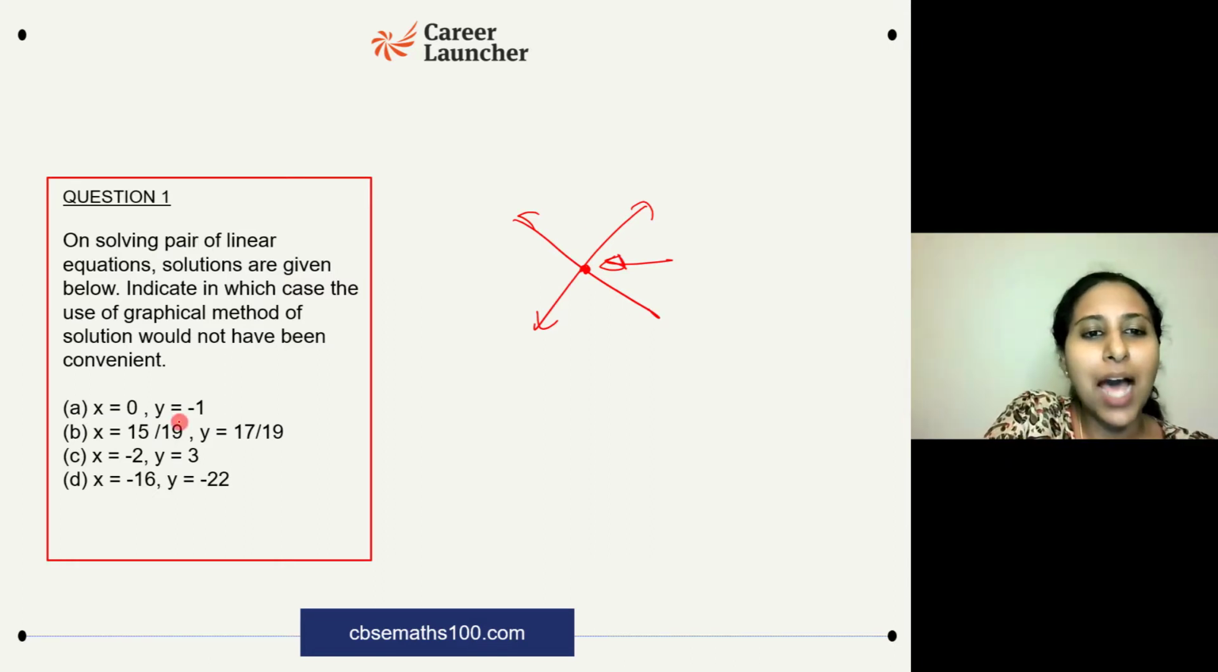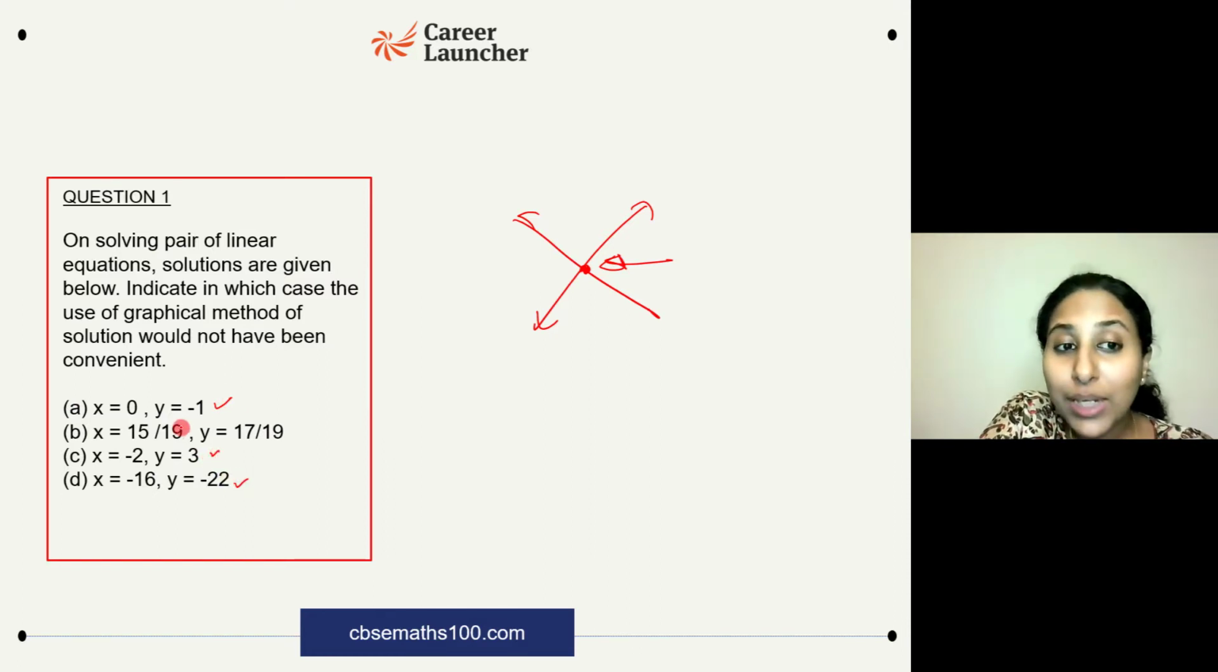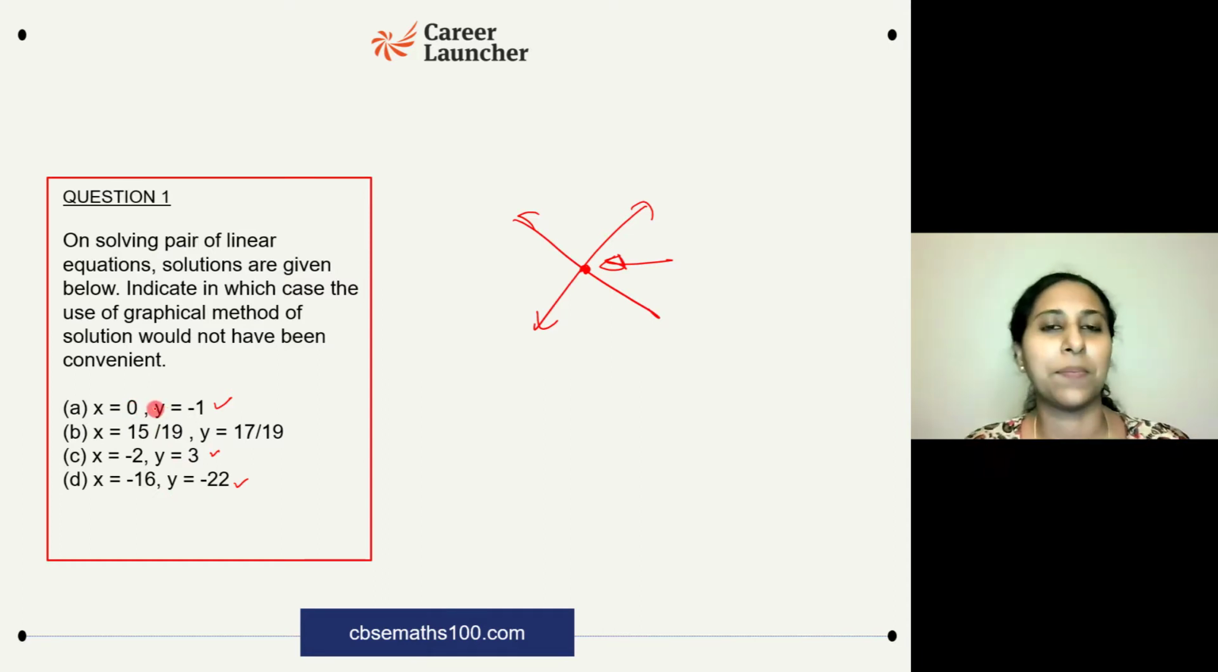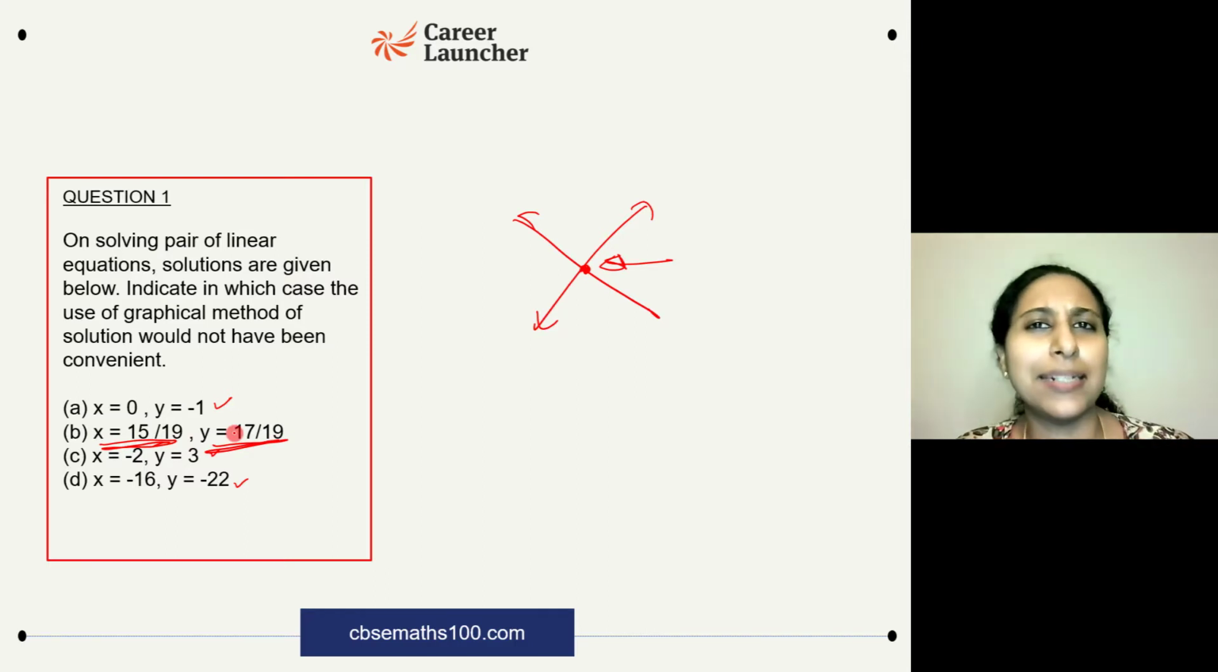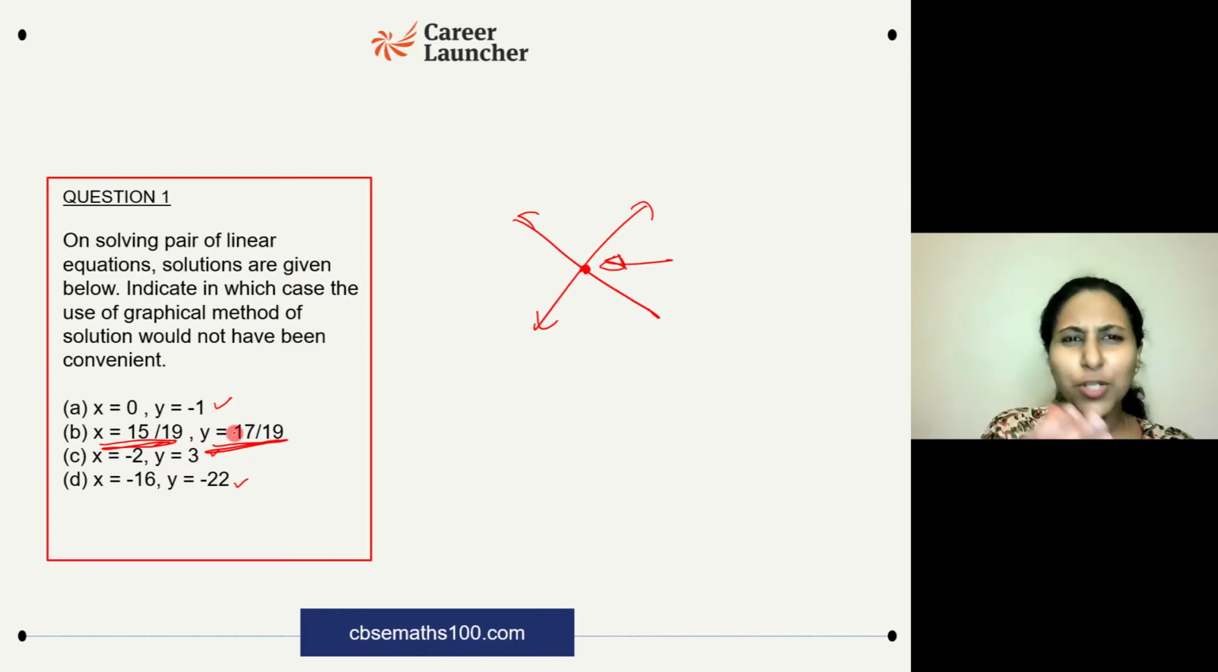If you look at the answer choices in options A, C, and D, you can see that the answer choices are all integer values for x and y. However, for option B, you're getting x equals 15 by 19 and y equals 17 by 19. Is it easy to locate these points on the xy plane?